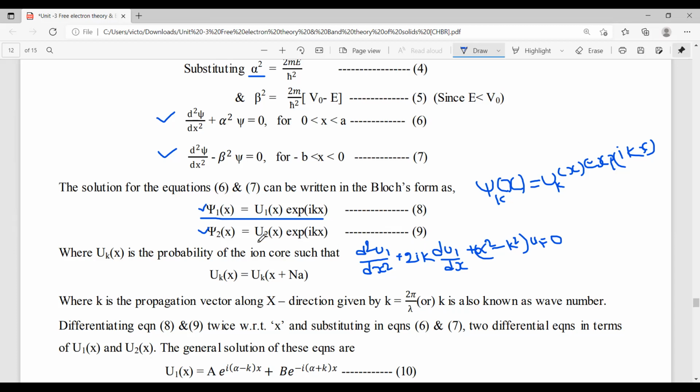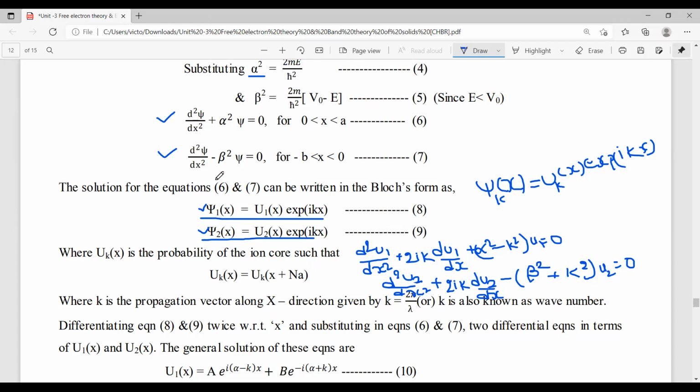In a similar way, equation 9 is differentiated with respect to x two times and substituted in equation 7, and we get the expression d square u2 by dx square plus 2ik du2 divided by dx minus beta square plus k square u2 equal to 0.